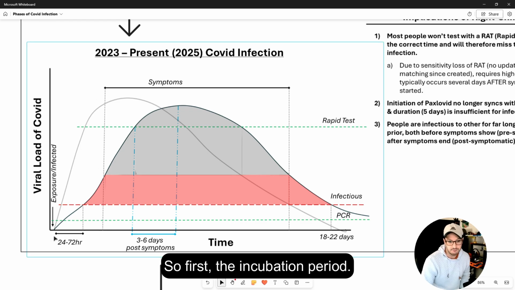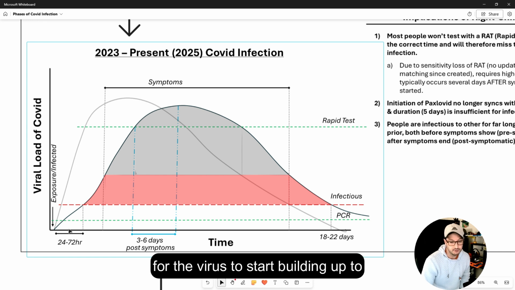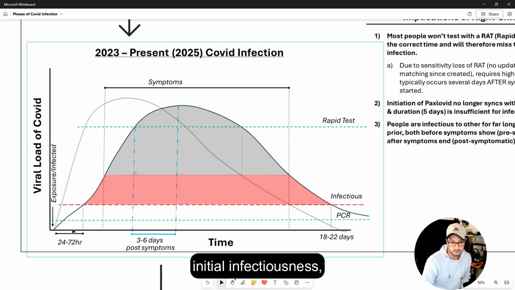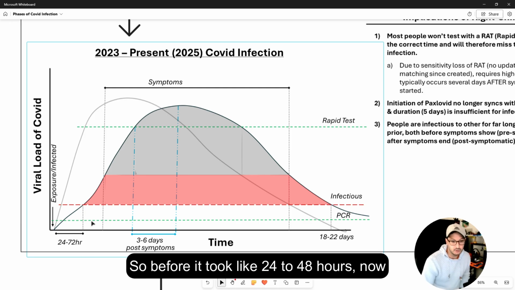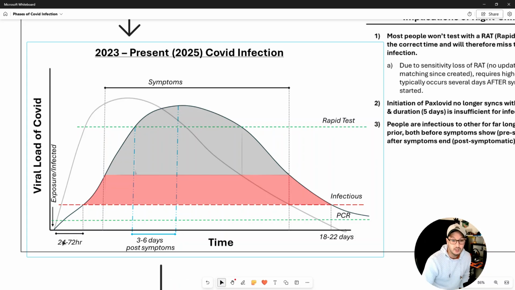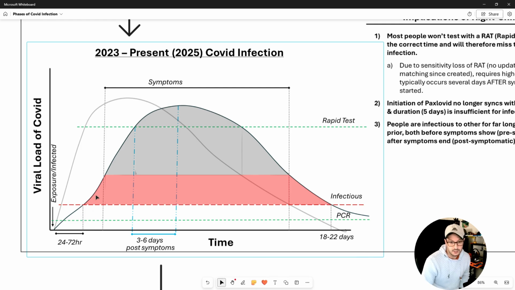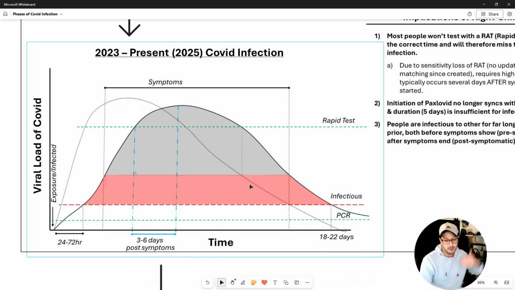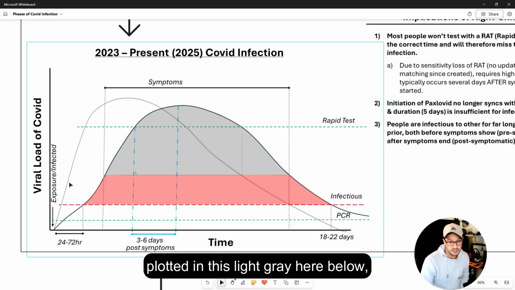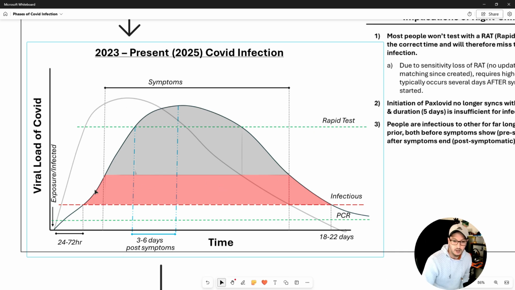So first, the incubation period. Once you're initially exposed, the time for the virus to start building up to initial infectiousness has shifted a little bit to the right. So before it took like 24 to 48 hours. Now it's taking 24 to 72 hours to create that initial infectiousness. And then it's slowly increasing. So you'll see that I have that original curve that I showed above plotted in this light gray here below. And you can see the entire curve shifted to the right.